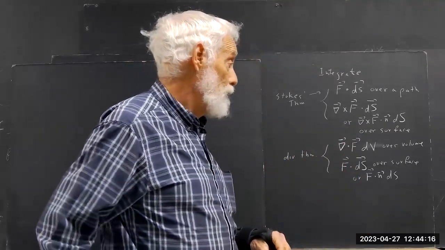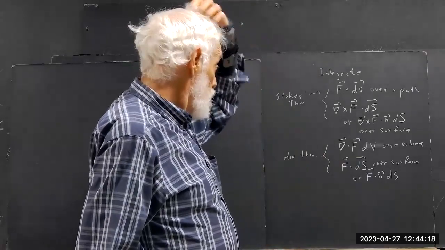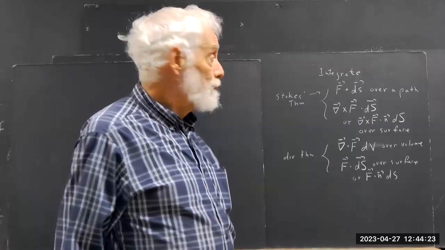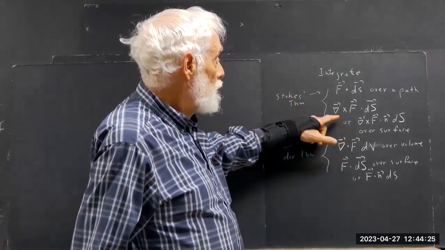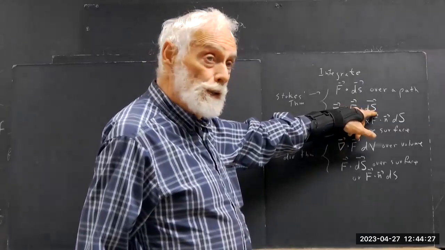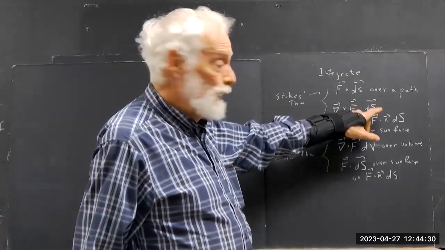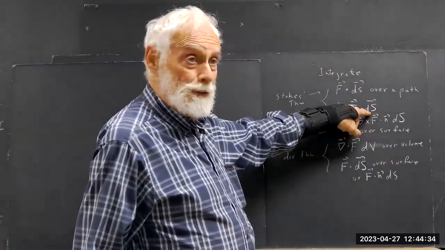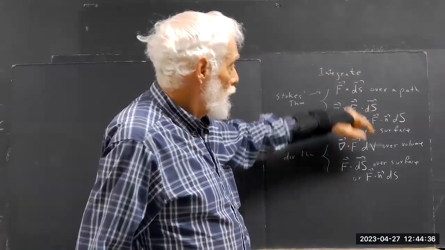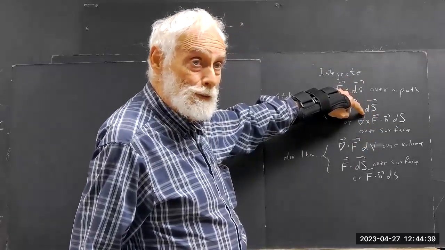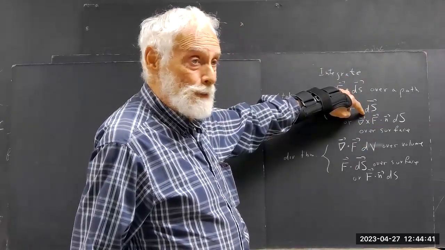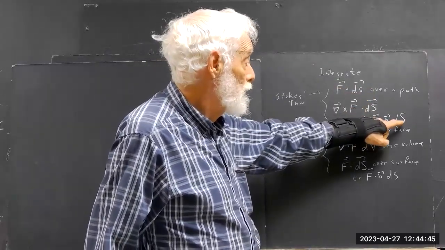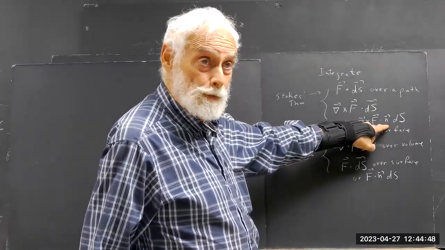That's one bottom line. So what do you do? You integrate F dot ds over a path. Stokes theorem, or del cross F dot dS. Little s is a path, and big S is an area increment. If it's a vector, dS means the vector with magnitude dS normal to the surface.